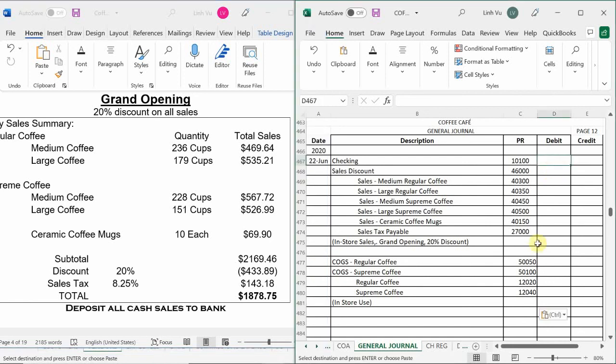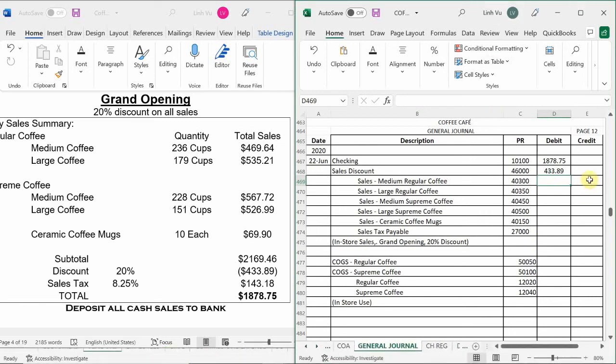Okay, looks like I received $1,878.75. How much was my discount? I discounted for $433.89. Looks like my business is picking up. Yes, because it's a weekend. A lot more people are more likely to go and visit a coffee shop over the weekend, right?